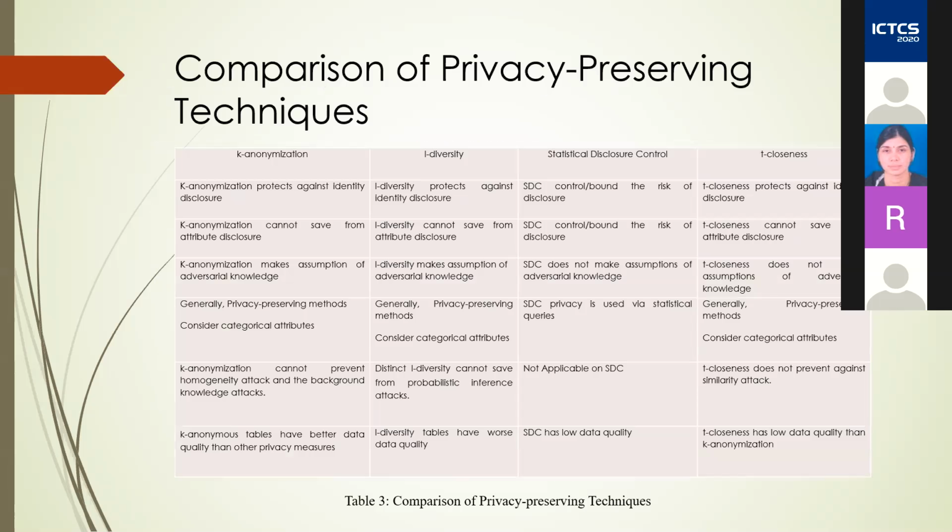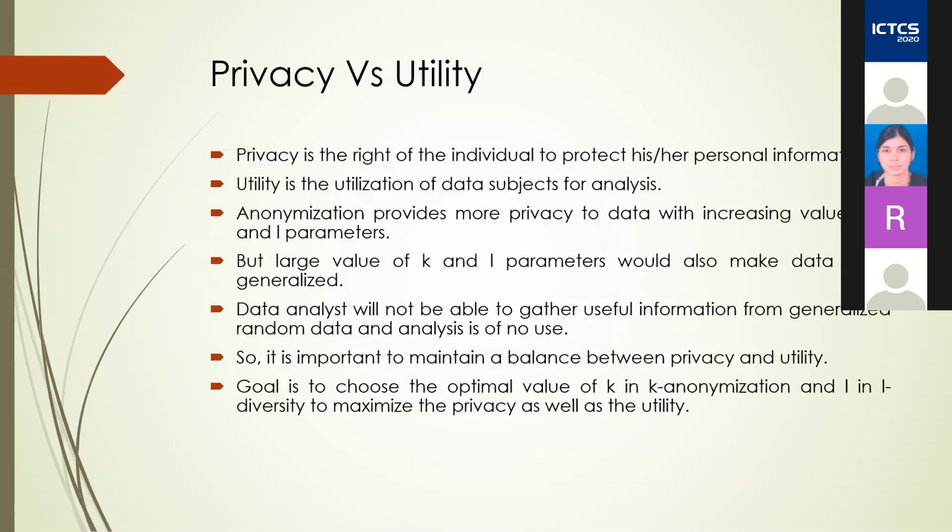So basically we have these four algorithms, and we differentiate them on the basis of the attacks they can handle, by which they can secure the data, and the data quality. Another important thing is the utility of data. When you provide privacy to the data, you generalize the data. It is not useful if you give random data to the analyst, because the analyst cannot find any useful information from that data. So we have to maintain the balance between the privacy and utility of the data.